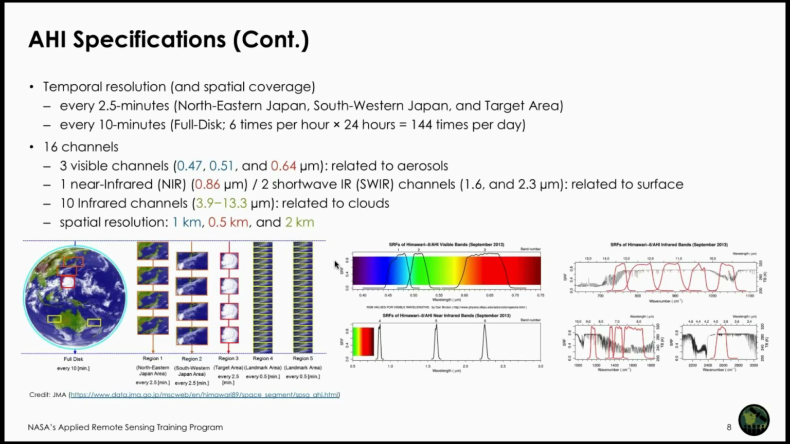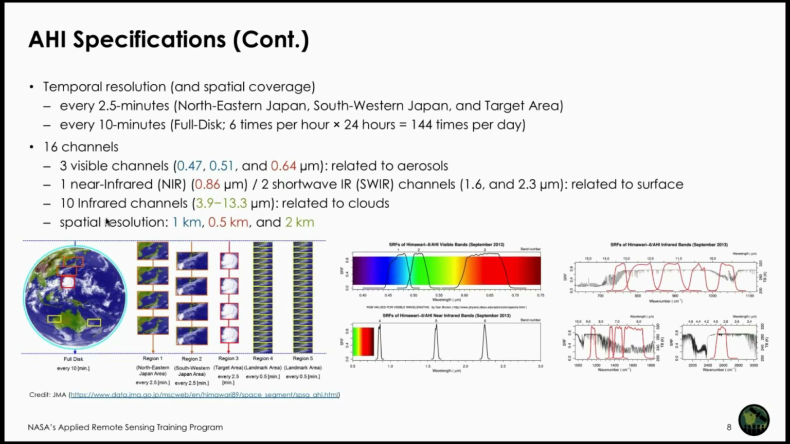The temporal resolutions are different according to the measurement mode. The first, the focus mode over the Japan area, has a measurement every 2.5 minutes. The full disk mode, covering East Asia and Oceania, has a measurement every 10 minutes. So for the full disk measurement, we can get 144 times per day in total.